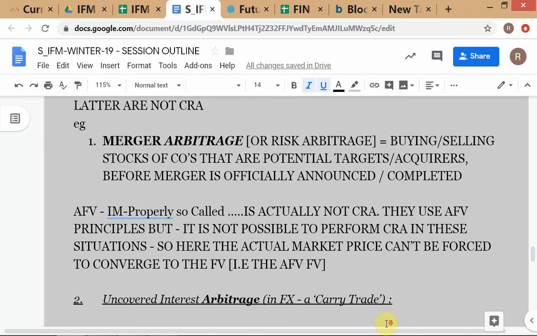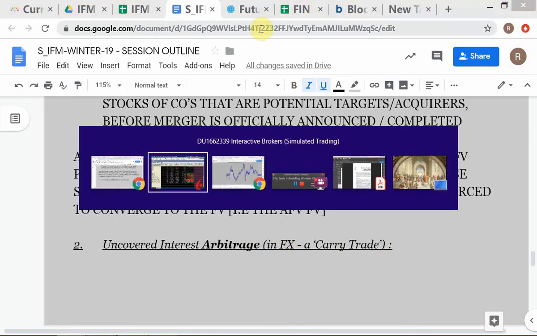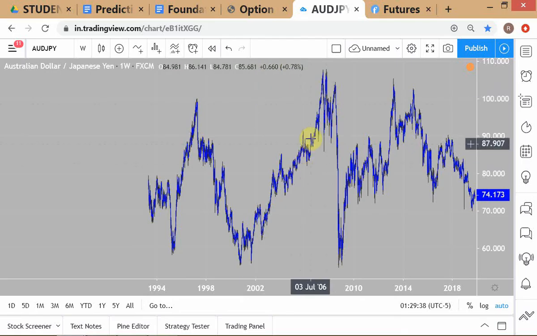Uncovered interest arbitrage in foreign exchange is called a carry trade. It was called a carry trade when people were borrowing in yen and putting it on Aussie dollar deposit, earning the higher interest rates in Aussie. Whenever you do this kind of interest rate play in the foreign exchange market, it is called a carry trade. Carry means you're getting the interest carry. That differential of 2% is referred to as the carry. So you can say I've got a carry of 2%.